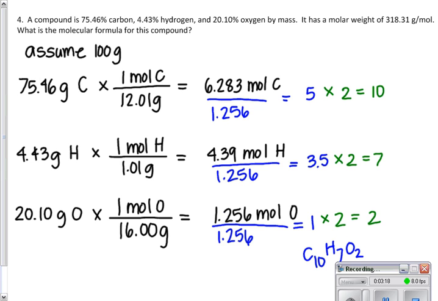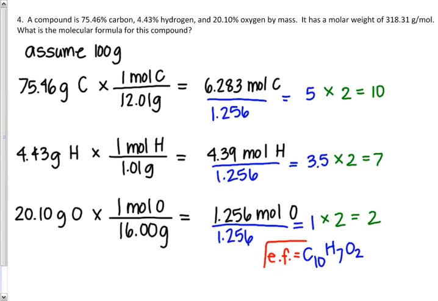So looking at the problem, we have now an empirical formula of C10H7O2. Now we need to have the empirical formula to be able to do the molecular formula. So if you go to your notes, step 4 for the molecular formula following the empirical is to calculate the empirical formula mass. So if you look at your empirical formula of C10H7O2, you're going to calculate the empirical formula mass.